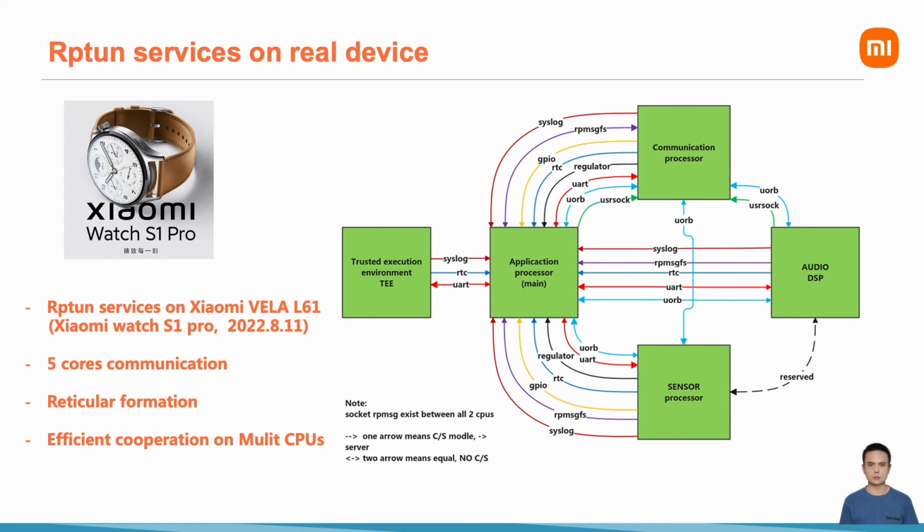The connections are in a reticular formation, so many Rptun services in one chip: Syslog, rpmsg, GPIO, RTC, UART, ORB, usrsock, and so on. Efficient cooperation in multi-CPUs. That is Rptun working there.